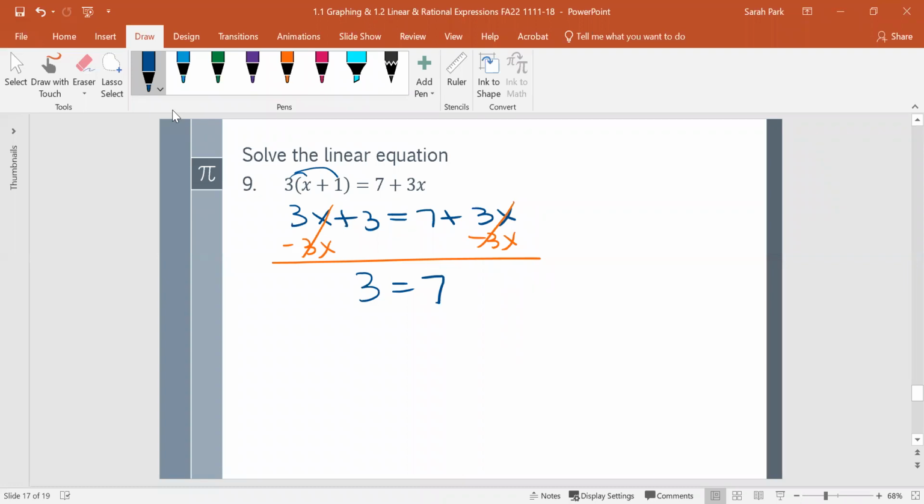So what does that mean? When is 3 equals 7? Actually, never, right? 3 equals 7 doesn't make sense. How can 3 equal 7? So if you get an answer like 3 equals 7, we conclude no solution. What does that mean? There's no value for x that will make these two sides equal to each other. It's always going to be not equal. So this is an inconsistent equation.